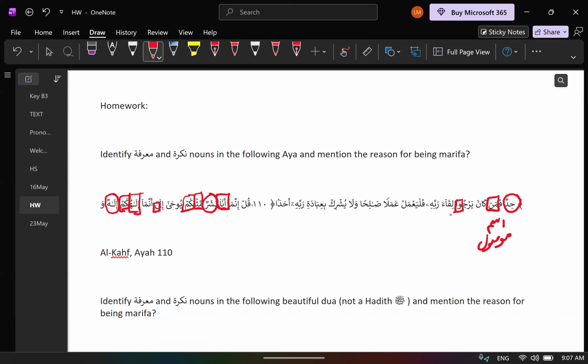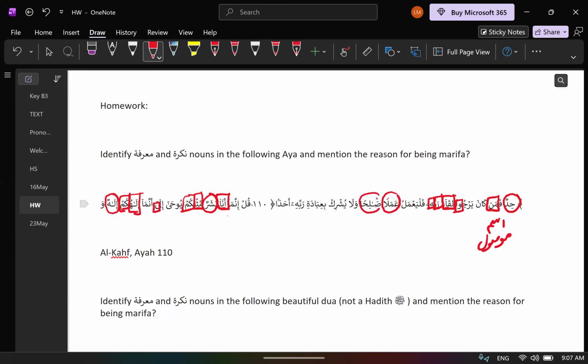Liqa rabbihi. They are all marifa because of this he. He is marifa, so these become marifa. These are all mudaf ilayhi, three of them together, right? So they are all marifa. Fal ya'mal, so this is a verb. Amalan is nakira.